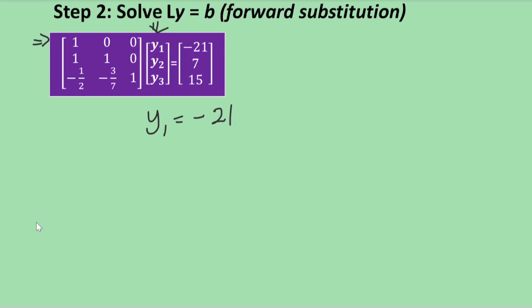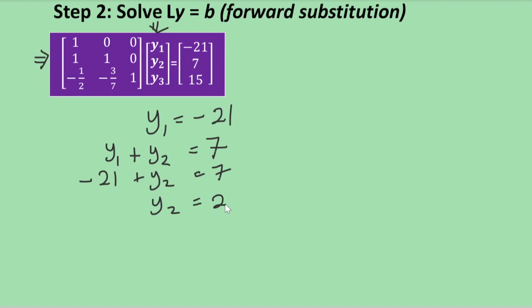Next, we would consider the second row, multiply with matrix Y. So we get 1 multiplied by Y1 would be Y1, plus 1 multiplied by Y2 would be Y2 equals to 7. And Y1 is negative 21 plus Y2 equals to 7. And so we get Y2 as 28.